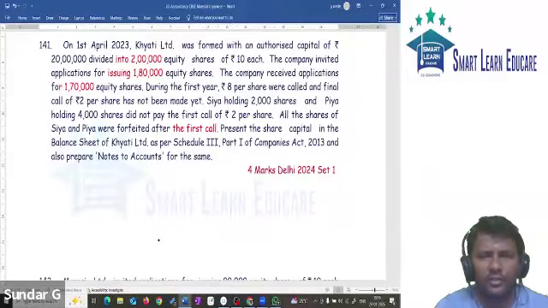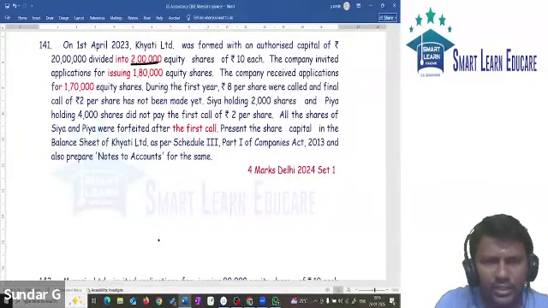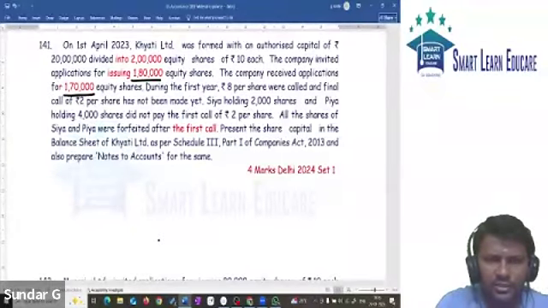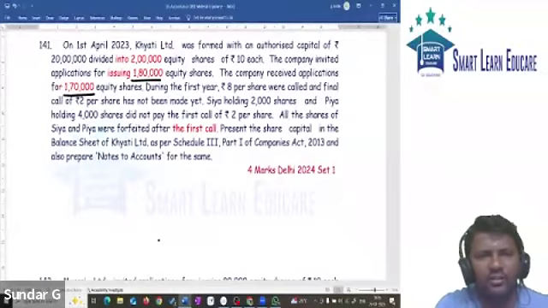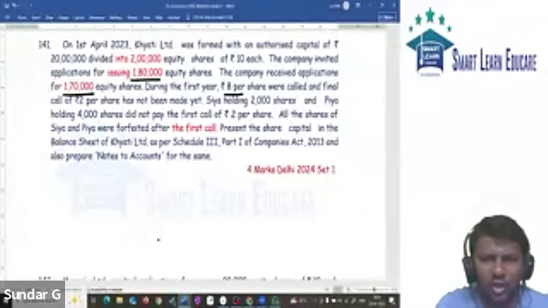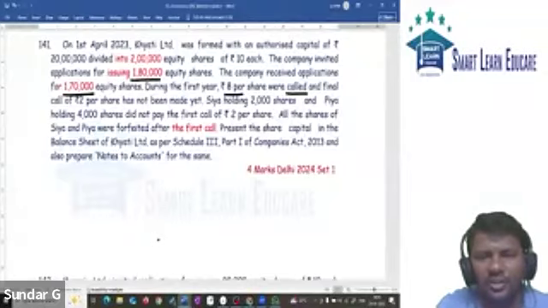So same as the last question. First, it is 2 lakh shares. Of this, issued to the public is 1 lakh 80 thousand, and the response received is 1 lakh 70 thousand. The only thing is, instead of 10 per share called up, only 8 per share is called up. Still the final call is not yet made.